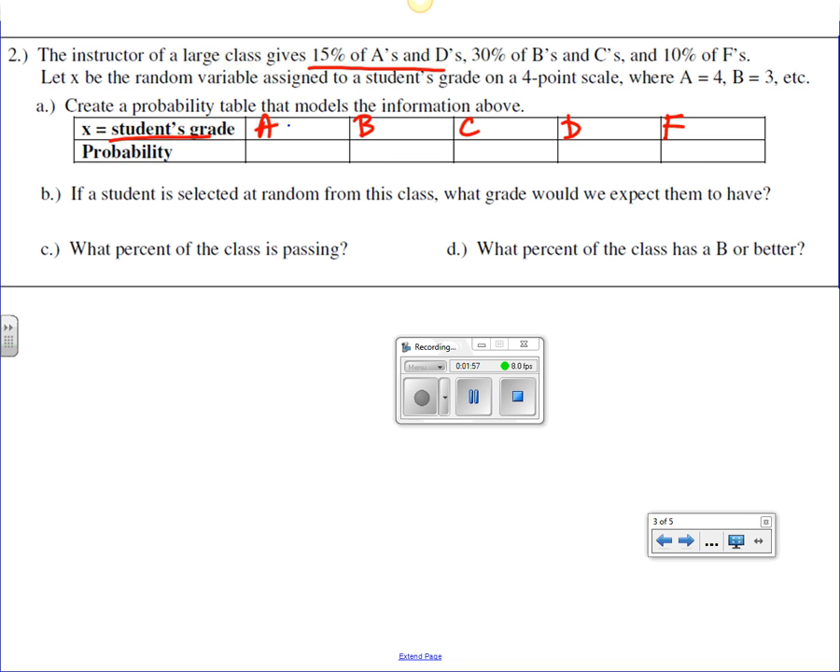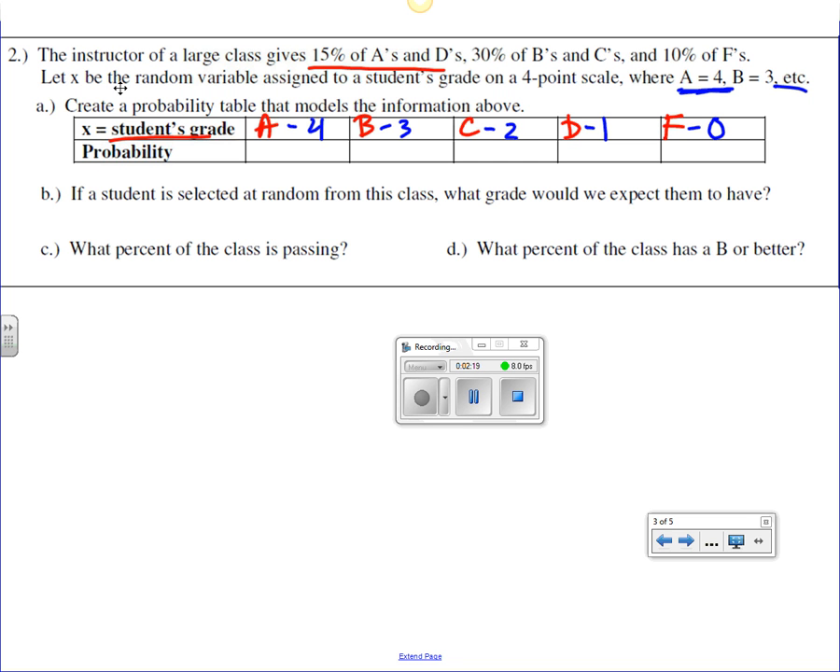What did we just say? How many points do you get for making an A on your GPA? 4. It says it right here. An A is 4. What does it say B is? 3. And then it says etc., which means continue the pattern. So what do you think a C would be? 2 and a D, 1 and an F, 0.